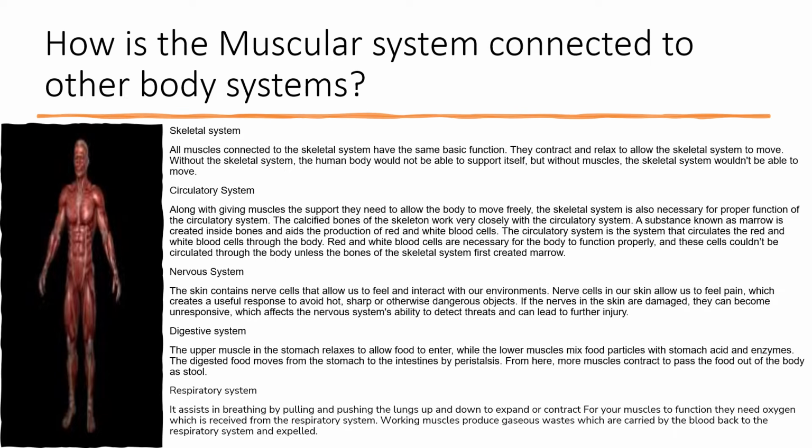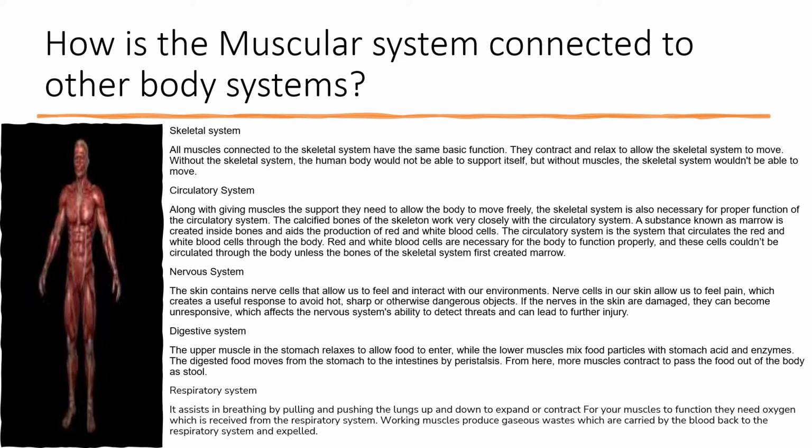Nervous system. The skin contains nerve cells to allow us to feel and interact with our environment. Nerve cells in our skin allow us to feel pain, which creates a useful response to avoid hot, sharp, and otherwise dangerous objects. If the nerves in the skin are damaged, they can become unresponsive, which affects your nervous system's ability to detect threats and can lead to further injury.